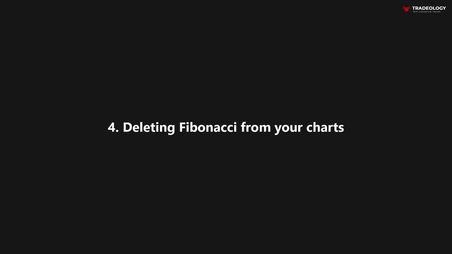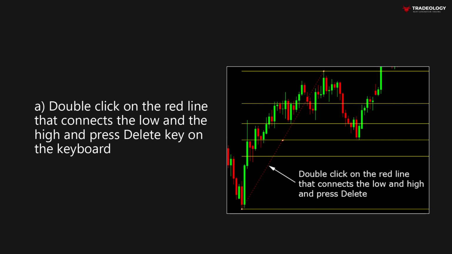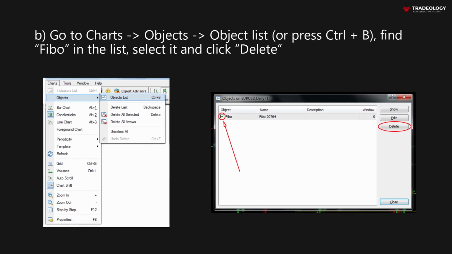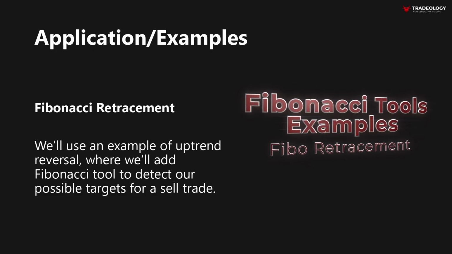Now, how do we delete Fibonacci from the charts? There are 2 ways of deleting Fibonacci from your charts. Number 1, double-click on the red line that connects the low and the high and press the Delete key on the keyboard. Or go to Charts, Objects, Object List, or press Ctrl and B, find Fibonacci in the list, select it, and click Delete. Let's have a look at some applications or examples.